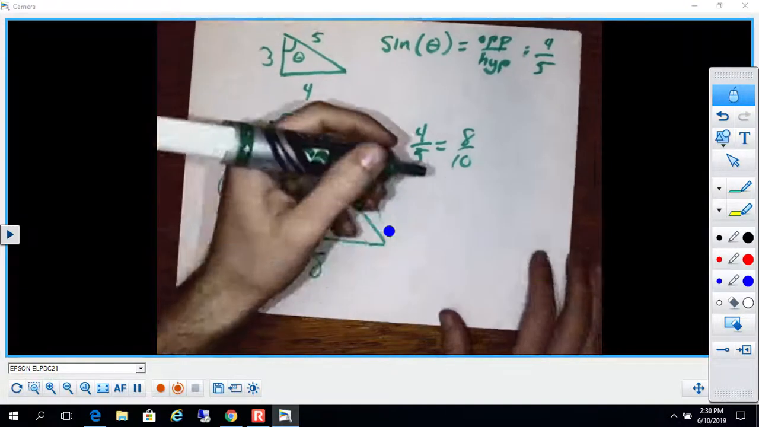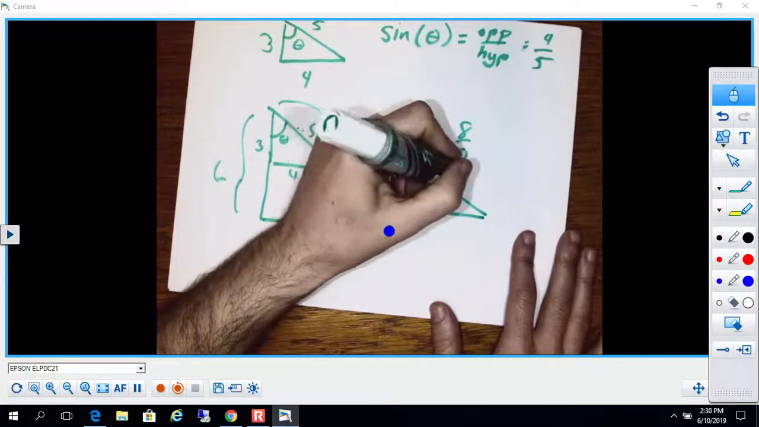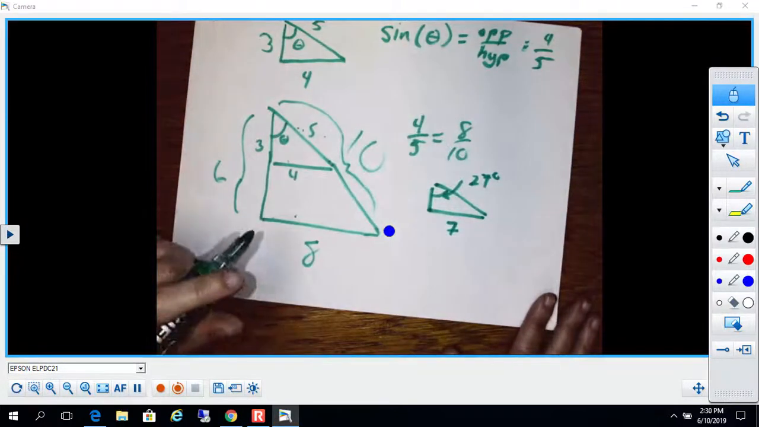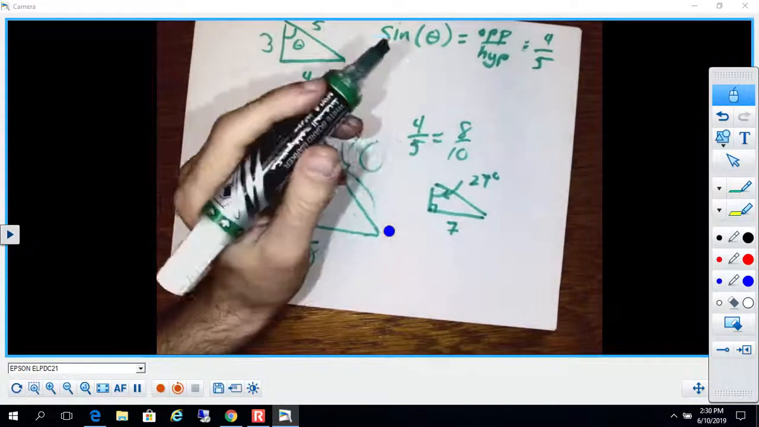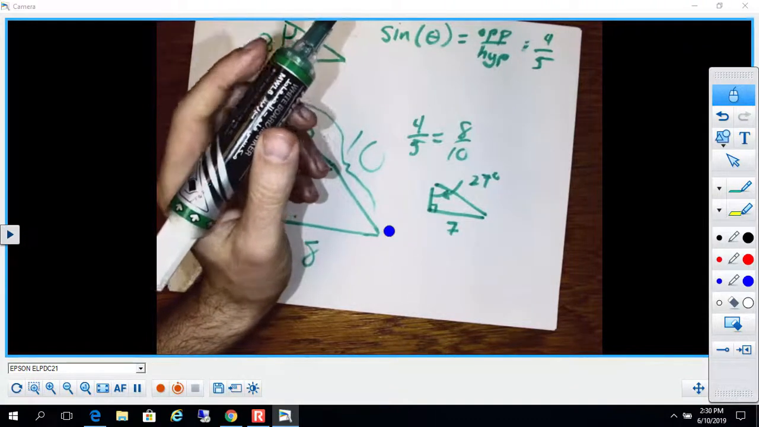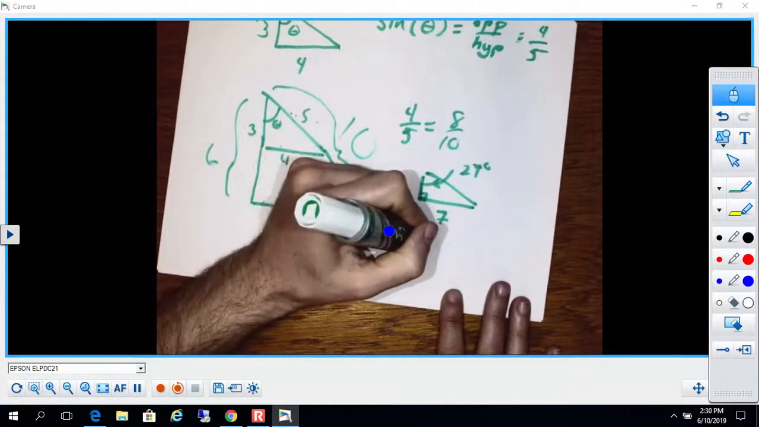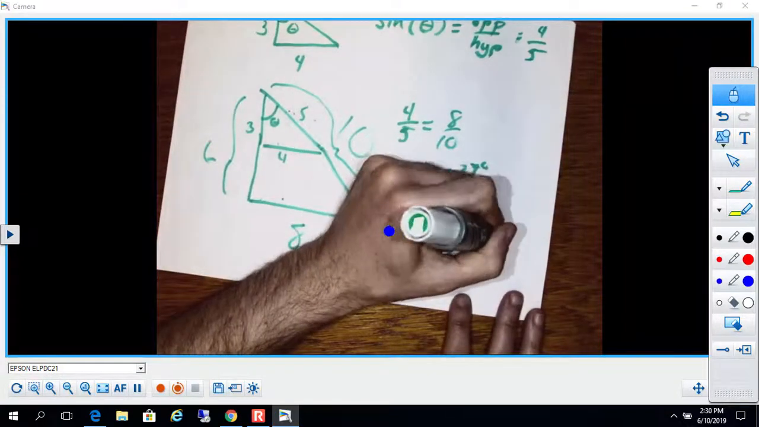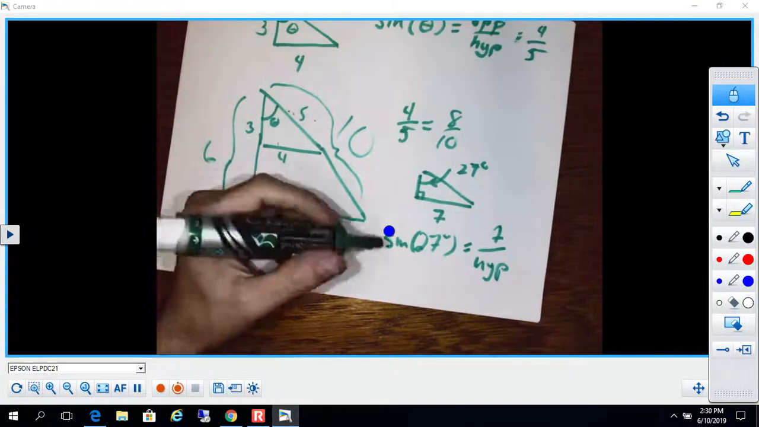Because all that means is if I knew one angle and one side, so let's say this was 27 degrees and this was 7, I could tell you all the other angles and all the other sides just using trig relations. Because I know, for example, that sine 27 degrees is going to be equal to 7 over whatever the hypotenuse is, right?